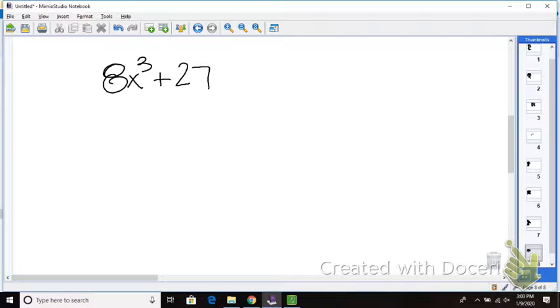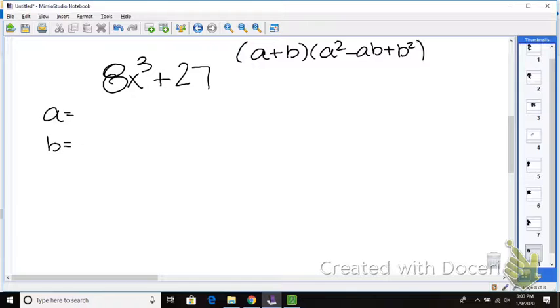Okay, so I need to figure out what A is and what B is before I can fill this in. And our plus one is going to be A plus B times A squared minus AB plus B squared. There's our pattern. So what is our A going to be if our A cubed is 8x cubed? 2x. So remember to take the cubed root of this and of this. So it would be 2x. And then our B, 3.